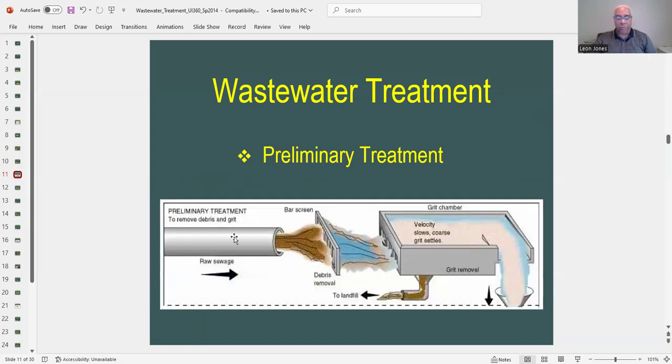Again, here's your preliminary treatment. Your preliminary treatment removes debris and grit. Here's your raw sewage. Here's your bar screen. Here's your debris removal. And then in the grit chamber, the velocity slows down, and your coarse grit settles, and then you have your grit removal. Now your grit goes to your landfill.